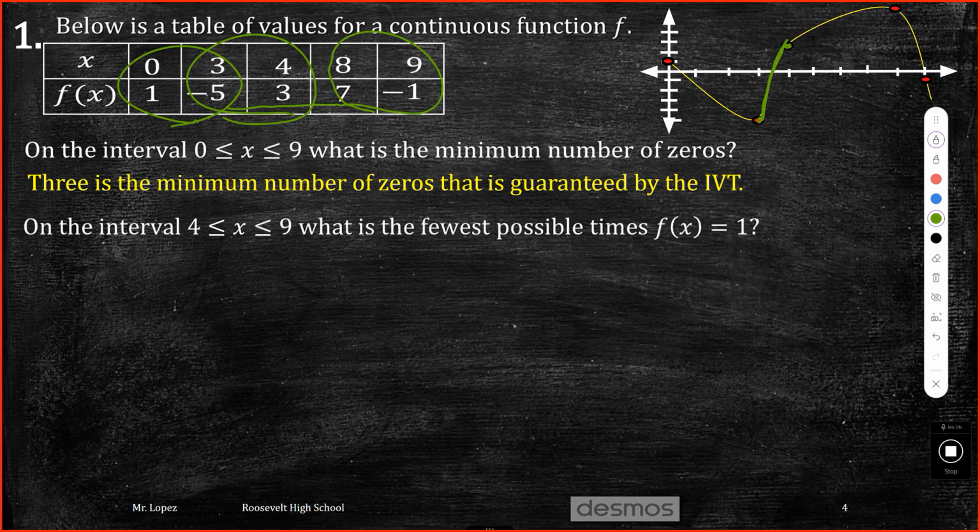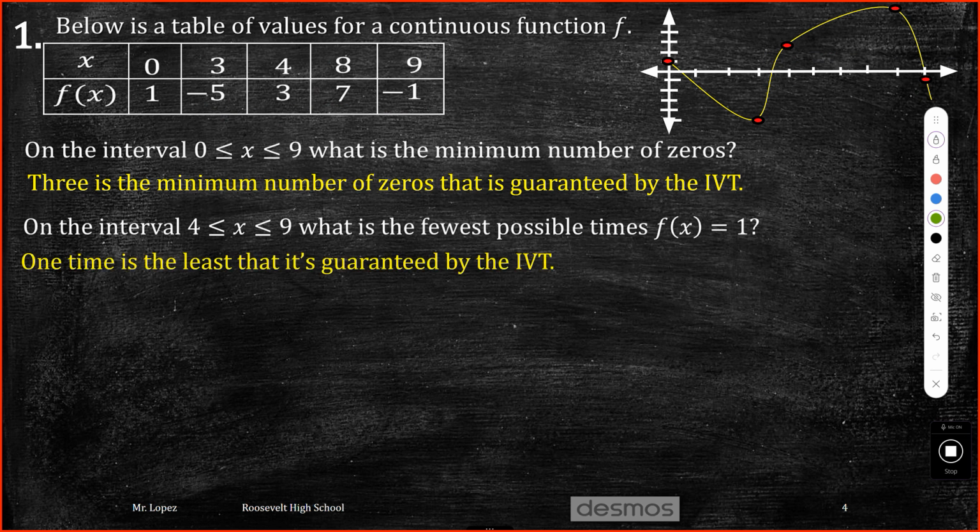On the interval from 4 to 9, what is the fewest possible times that f of x is equal to 1? Fewest number of times that f of x is equal to 1 between 4 and 9. So 1, 2, 3, 4, and 9. What's the fewest possible number of times f of x is equal to 1? Well, draw a line across here. So it's going to be 1, 2. So there's 2. 1 time is the least that is guaranteed by the IVT.